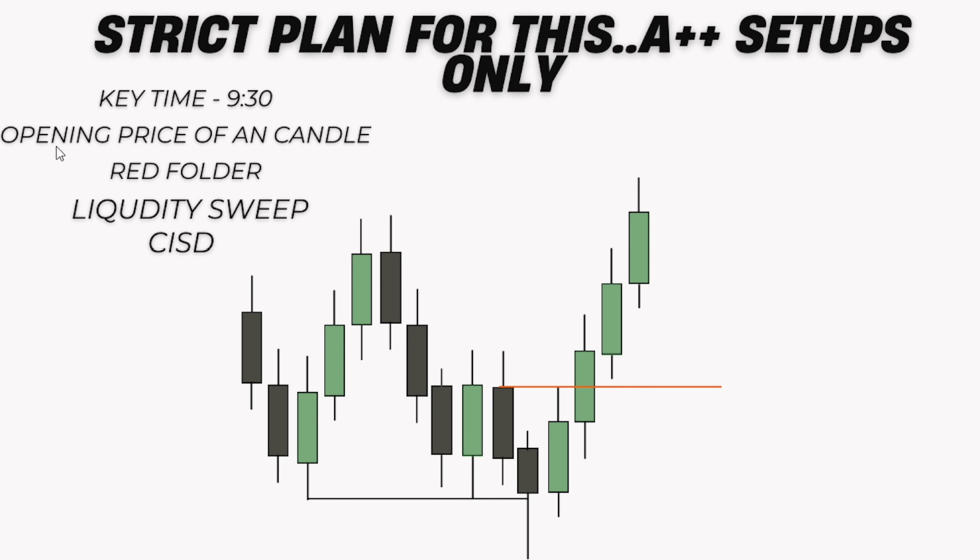Now we can just use the opening price of a higher time frame candle here. I'll be showing the chart example, don't worry. Or maybe the red folder. So it should be the manipulation here, the liquidity sweep, and the change in the state of delivery. Without this, you shouldn't be entering. I'll also be combining one more thing, which is an SMT in the charts. I'll be showing an example on the chart when it comes to SMT.